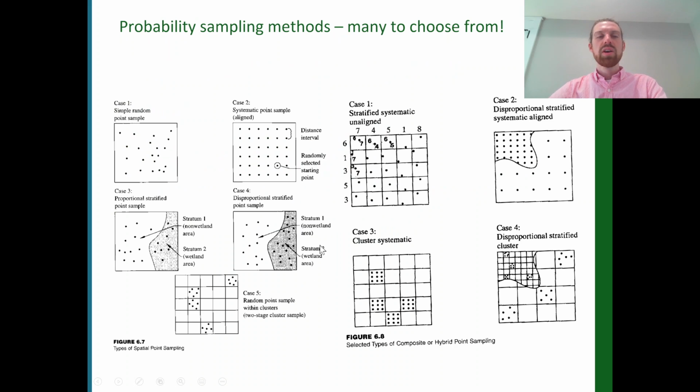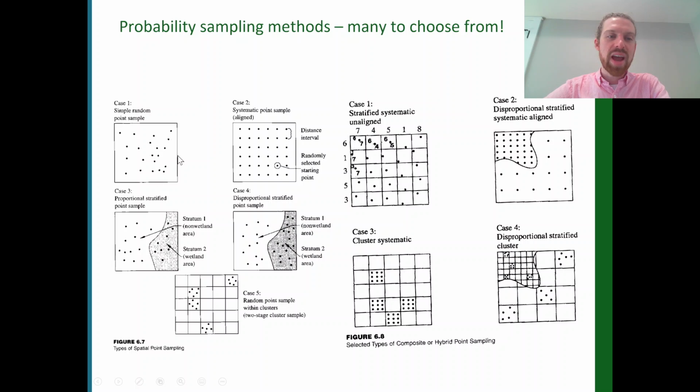Okay. Now on the probability-based sampling methods, which I'd much prefer you to use, because this is much more akin to the type of statistical methods which I think you should be learning and applying within this field. Really, you've got these different approaches, so you could focus just on types of spatial point sampling here, or you could use composite or hybrid sampling strategies.